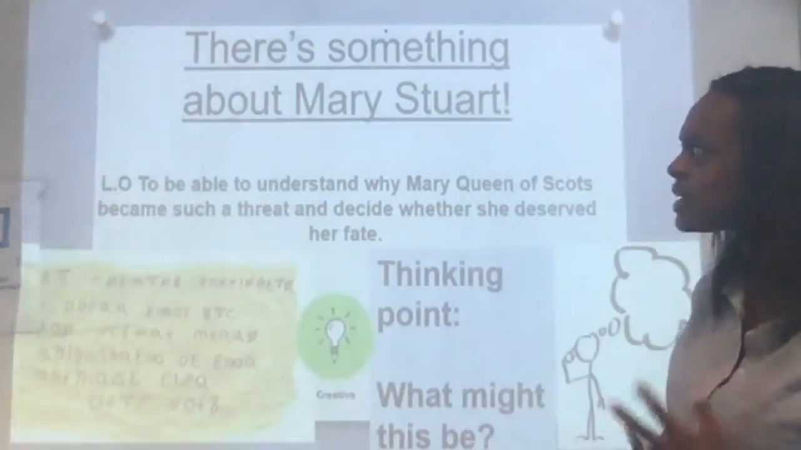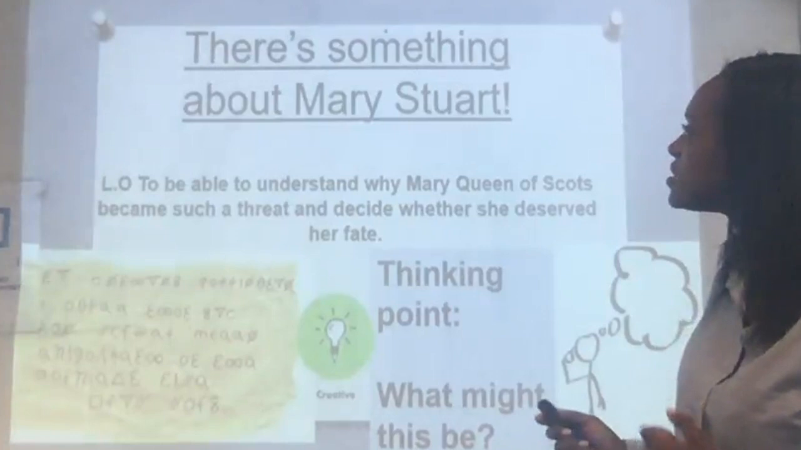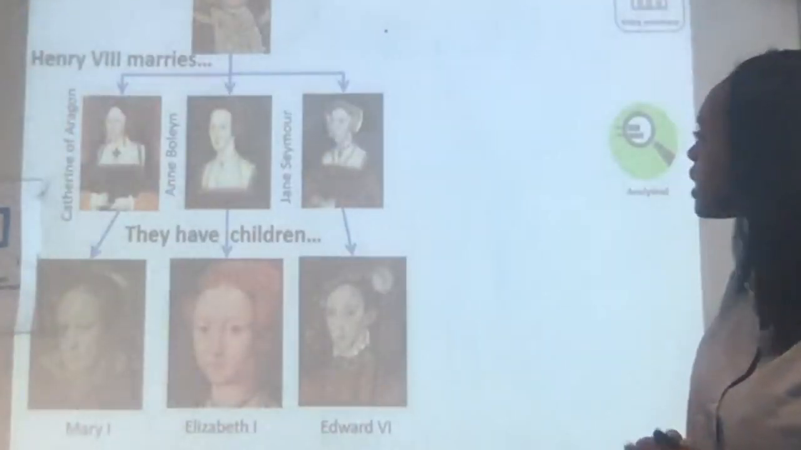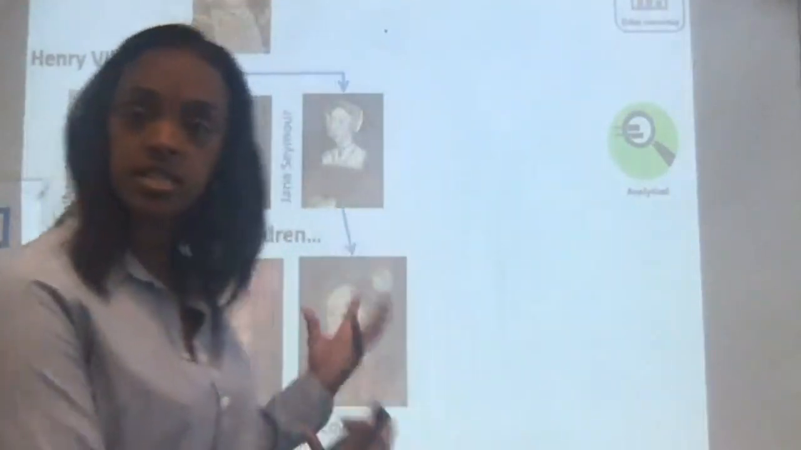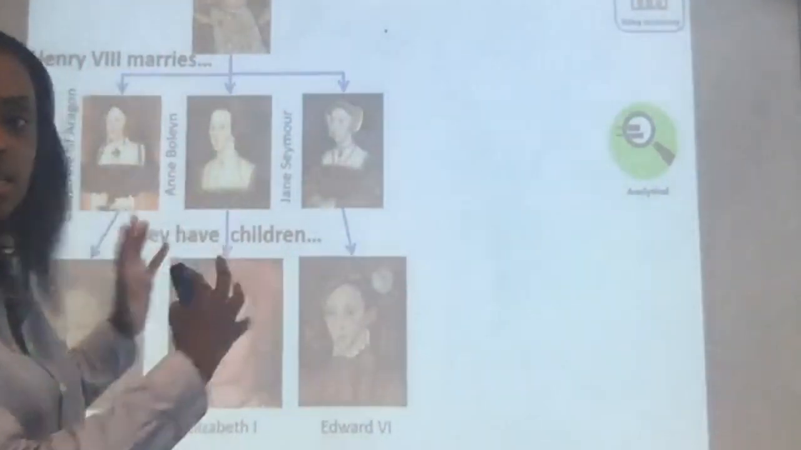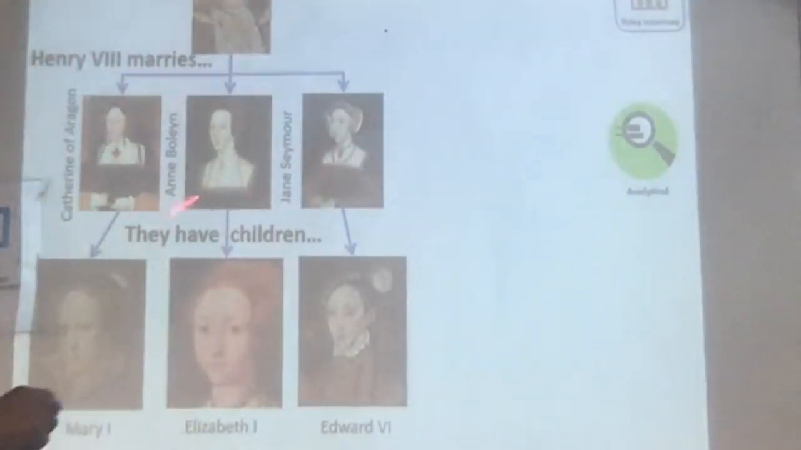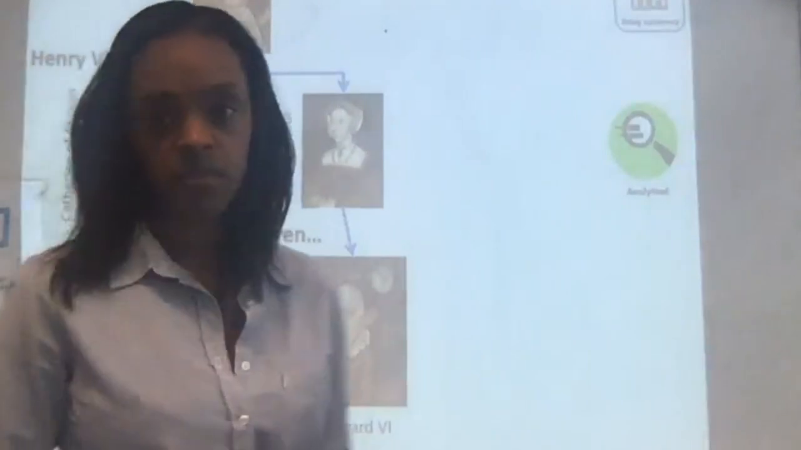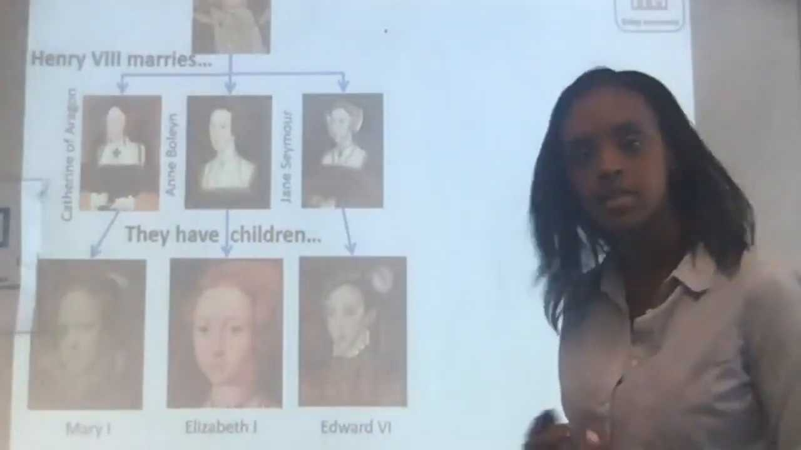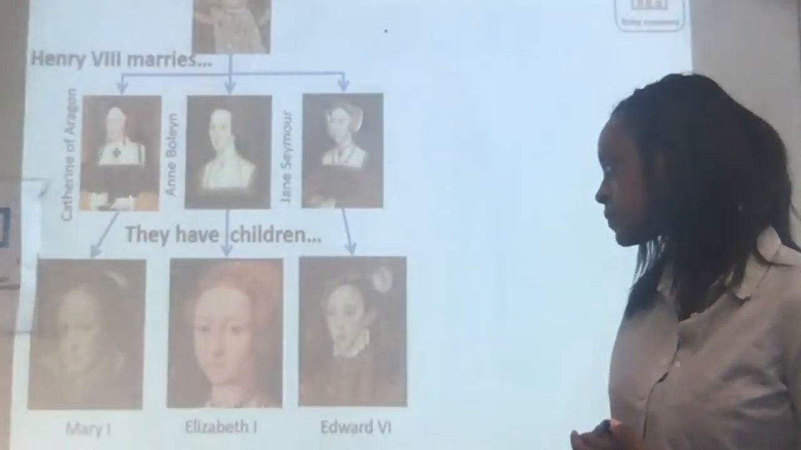Excellent. Now we're ready to move on. So our first task, we're going to look at this. Now you will recognise that this is a family tree. We're looking at the Tudors, it's their family tree. Okay, now it's been cut down because here we've got 3 individuals with whom Henry had children, okay? And we can see here the children that he had. So we've got Mary the First, okay? Elizabeth the First and Edward the Sixth, okay?